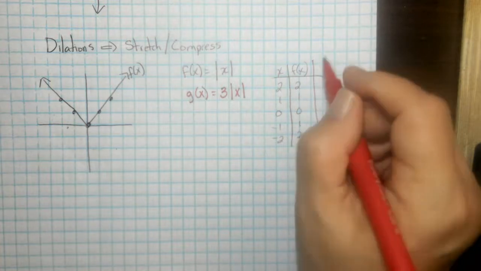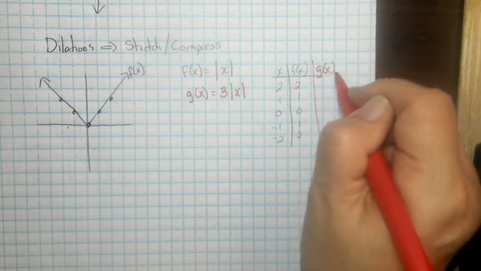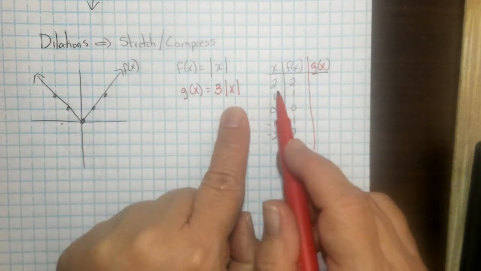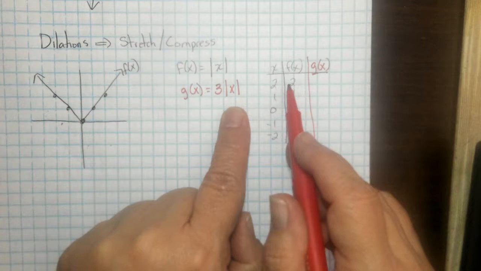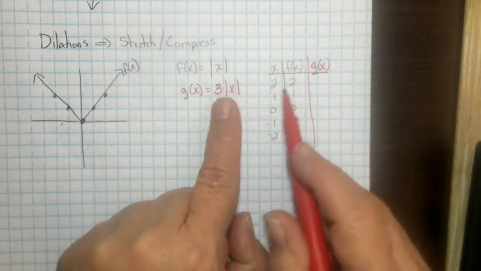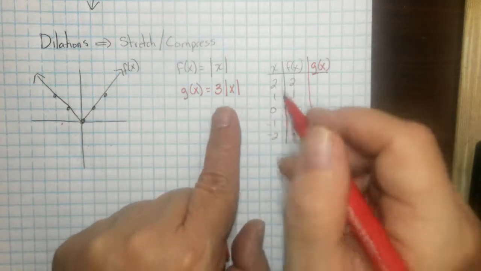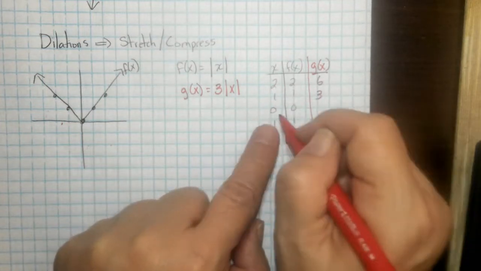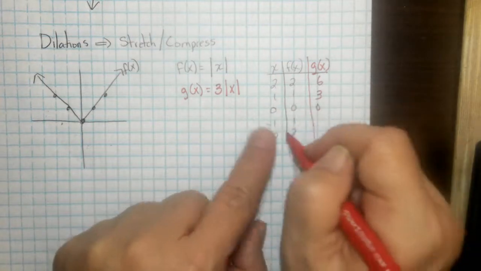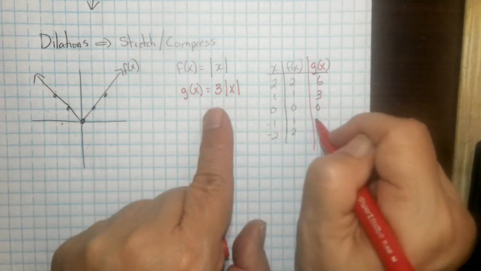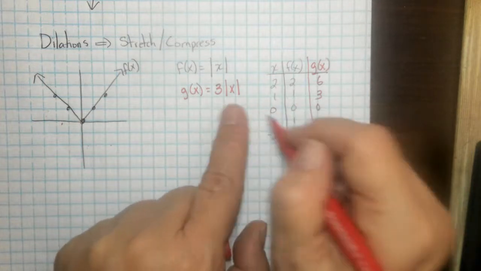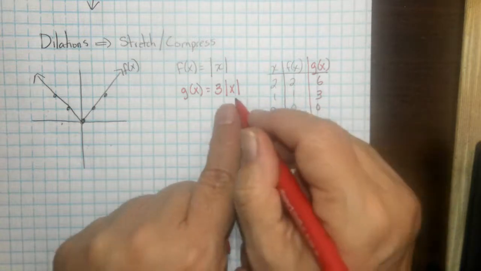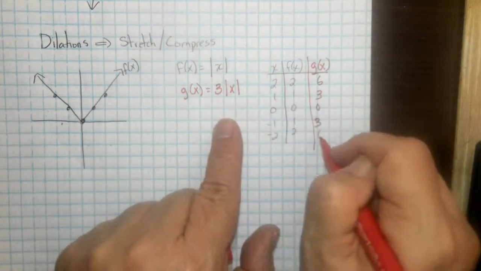Then g of x says, go ahead, plug this guy in to your input, and then take this absolute value and multiply it by 3, right? So it's going to be 3 times 2 is 6, 1 times 3 is 3, 0 times 3 is 0, negative 1 times 3 is, well, plug in a negative 1, you get out positive 1, and then you times 3 is 3. Plug in a negative 2, you get positive 2 times 3 is 6.